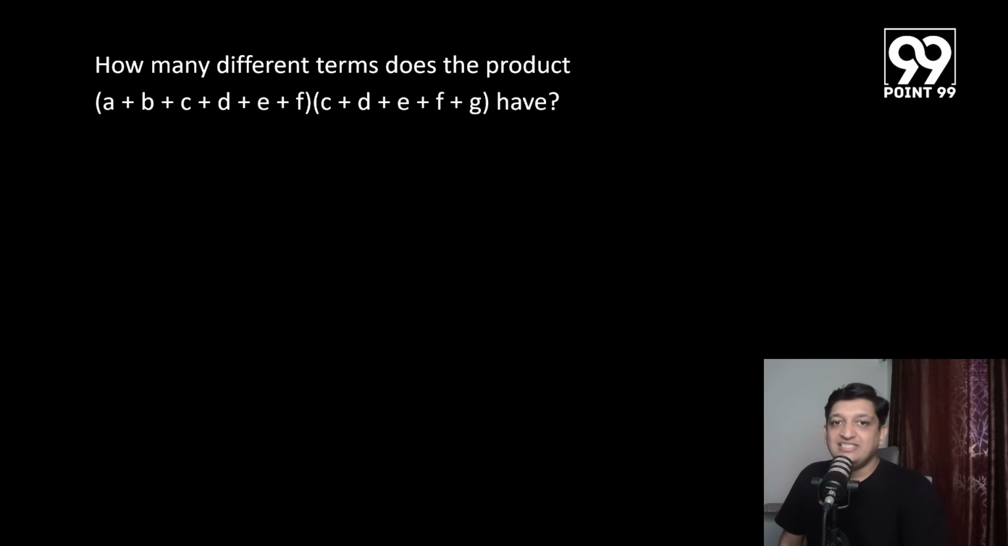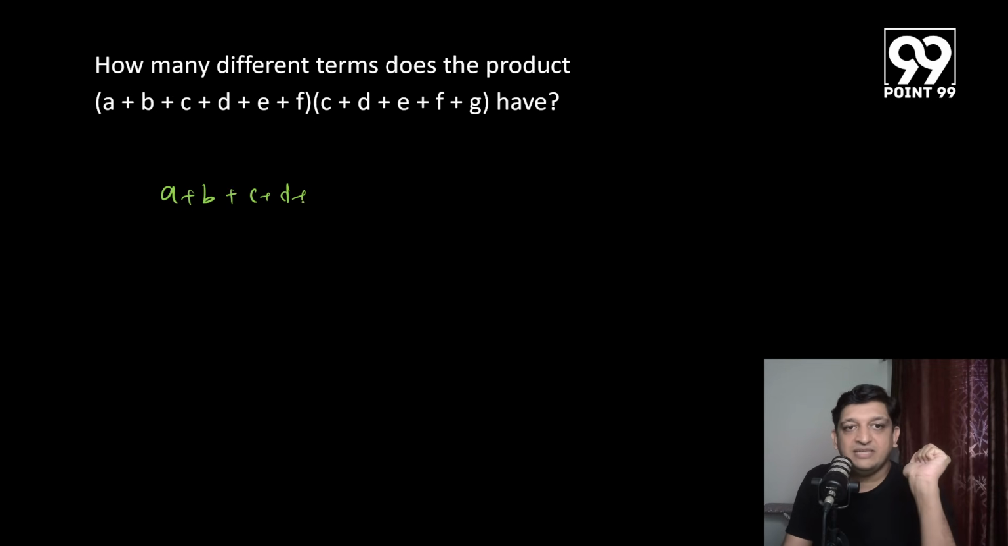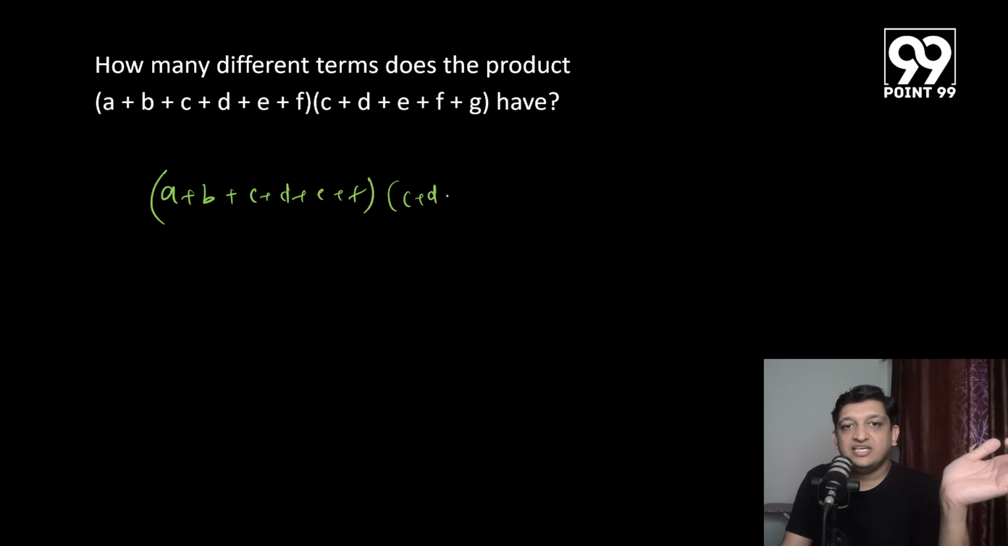So what I can say in this particular context is, if I start expanding this, what will I get? I can say in this context that A plus B, right? A plus B is what we have in this case. We also have C plus D plus E plus F. So that is what we have in this case. So I can say A plus B plus C plus D plus E plus F. That is what we have here, let's say. And in the other bracket, right, what are we going to have in this context? C plus D plus E plus F plus G.